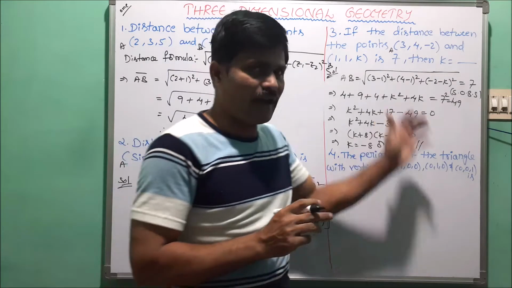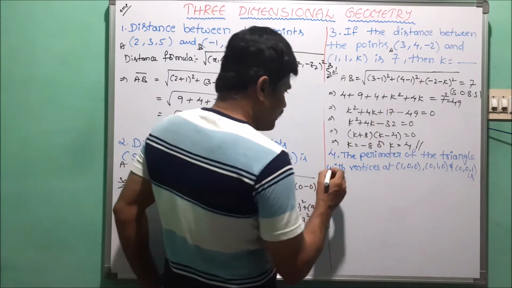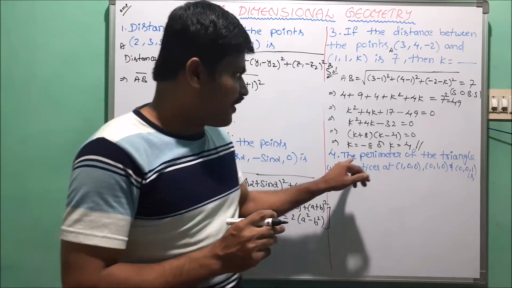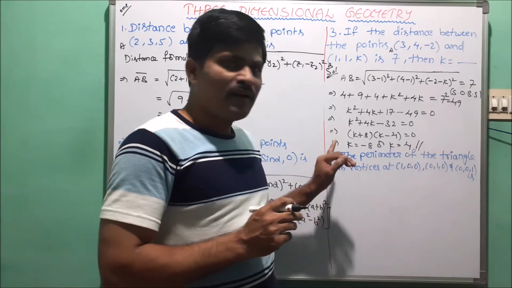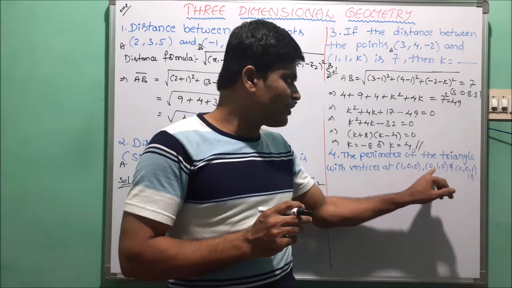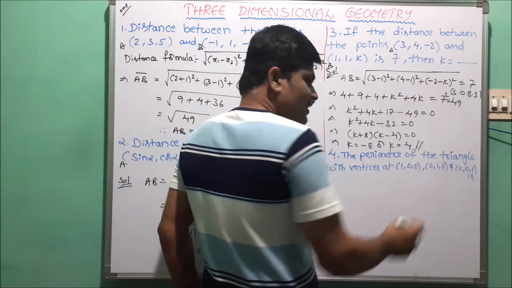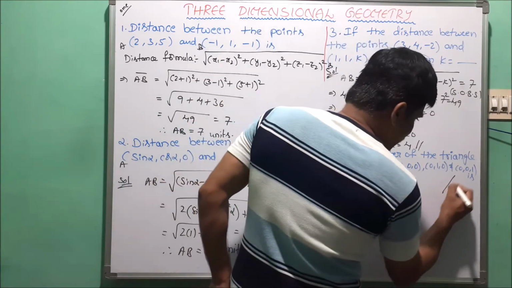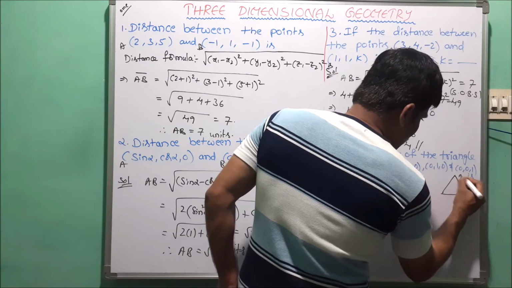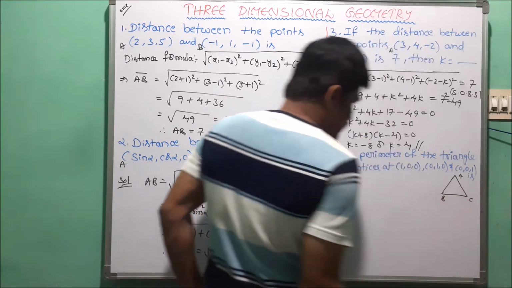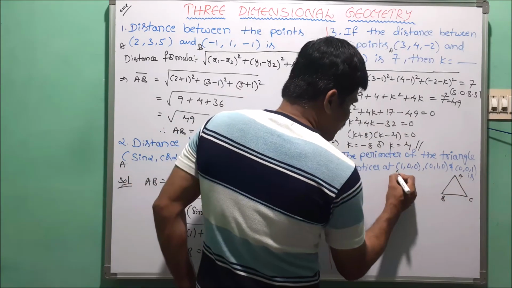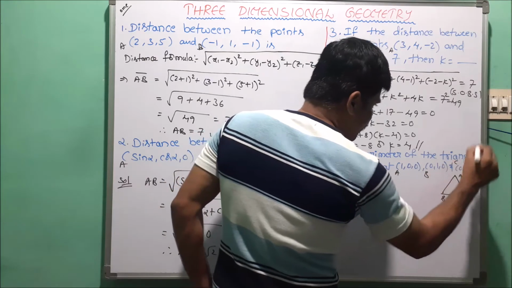This is the value of k. Similarly, the fourth problem: find the perimeter of the triangle with vertices at (1, 0, 0), (0, 1, 0), (0, 0, 1). These are the 3 vertices of the triangle. Now we take the triangle as A, B, C. Consider the vertices to be A, B, C.